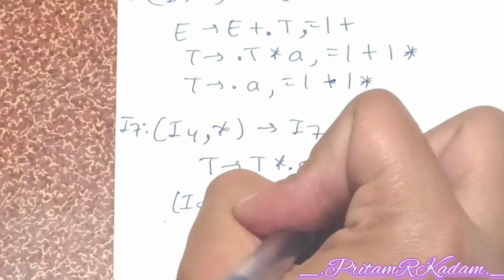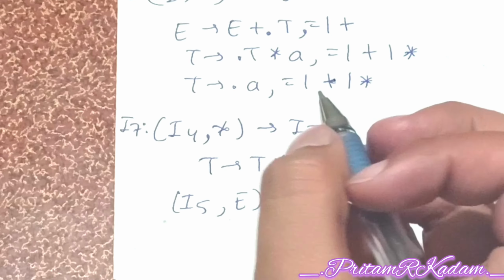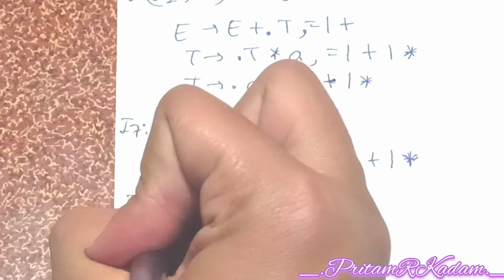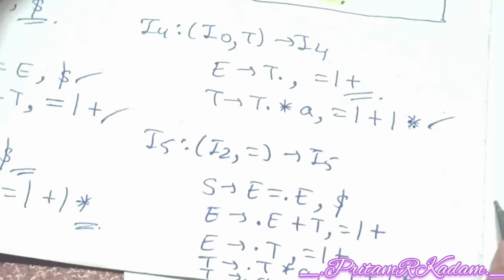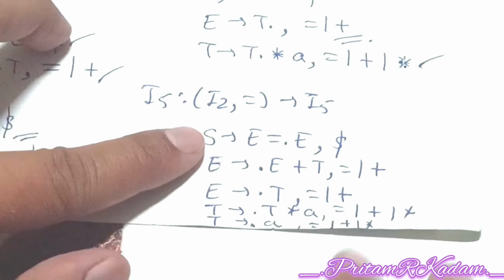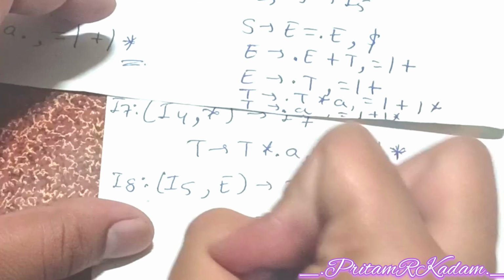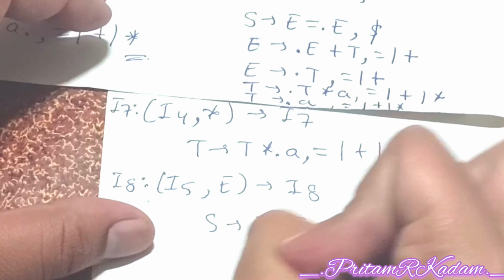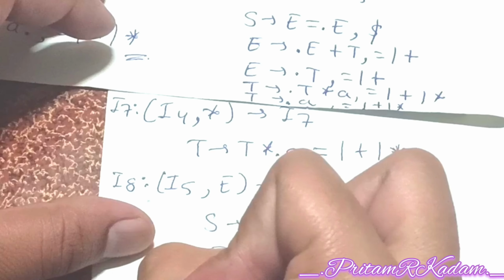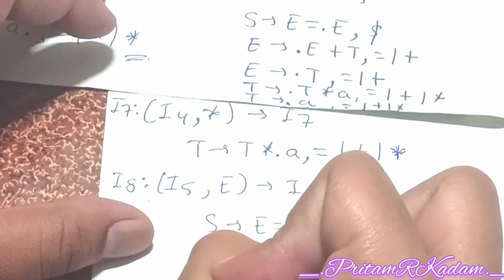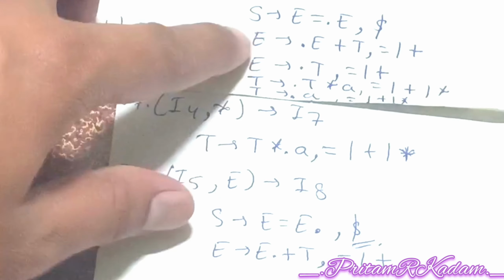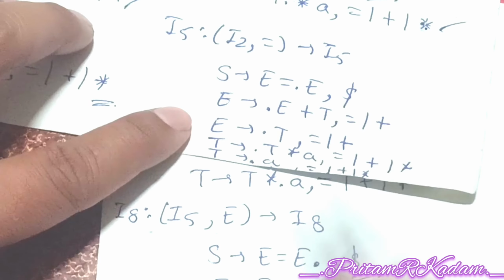So I5 on E goes to I8. Let me just mark I8 over here. Now we will write the productions. So S gives E equals to E dot with look ahead dollar, and then E gives E dot plus T, comma, look ahead as equals to n plus. We don't have to write any productions because we don't have any non-terminal after the dot.